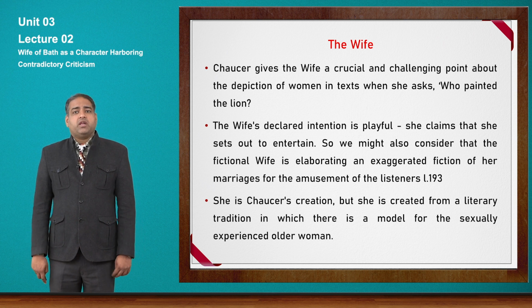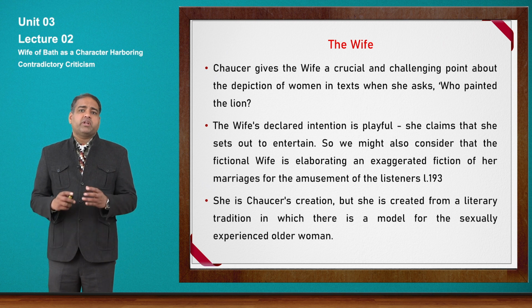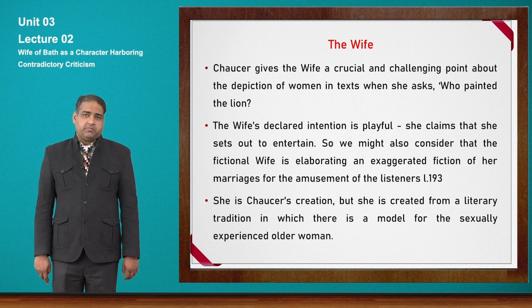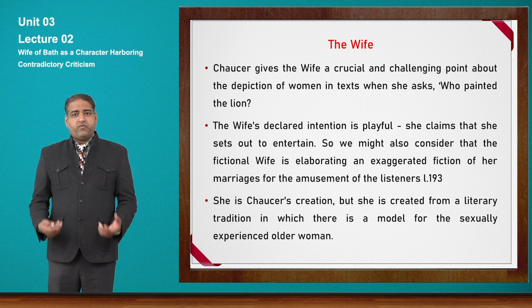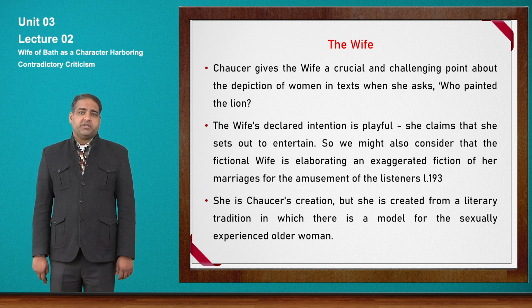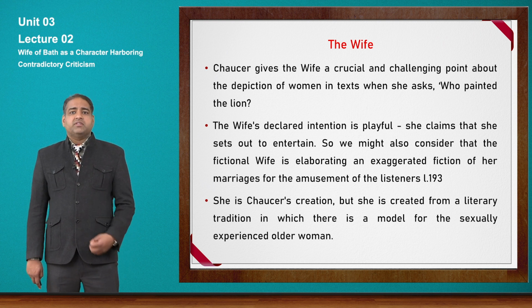Chaucer gives the wife a crucial and challenging point about the depiction of women in texts when she asks, who painted the lion? Now, when we look at the prologue, we see that the Wife of Bath raises a crucial and challenging point about the depiction of women. How women should be portrayed in that British society. This is a crucial point, a challenging point about all females and males in the society, and that is visible in the dialogues of the Wife of Bath when she says, who painted the lions?